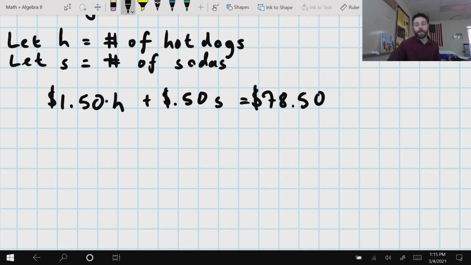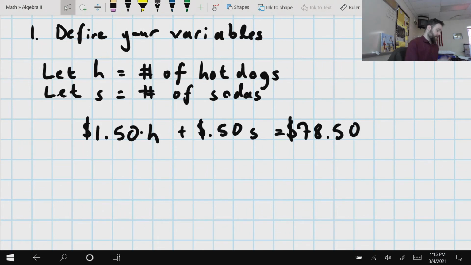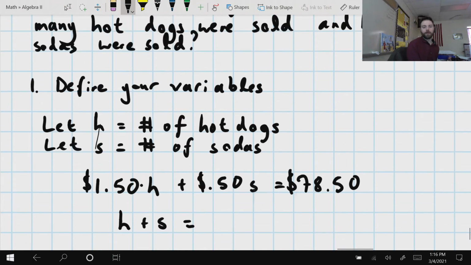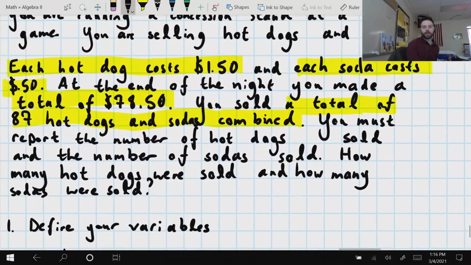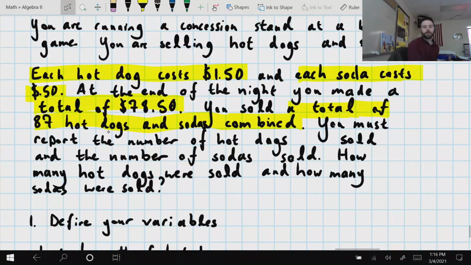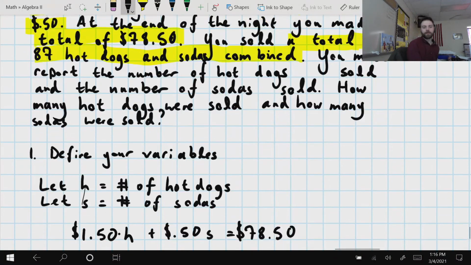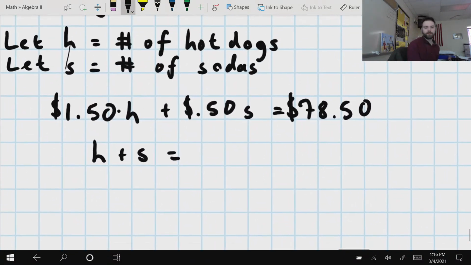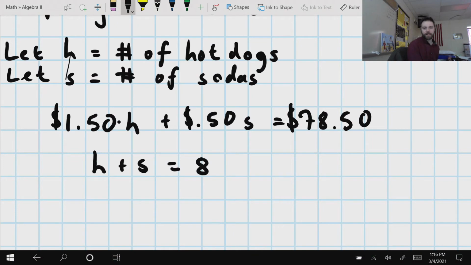Okay, so the other thing that we're going to talk about is the number of hot dogs and sodas sold. So if H and S represents the number of hot dogs and sodas sold that night, then H plus S is the total. And what did we say the total was? Well, if you take a look here, the total is 87. So H plus S equals 87.